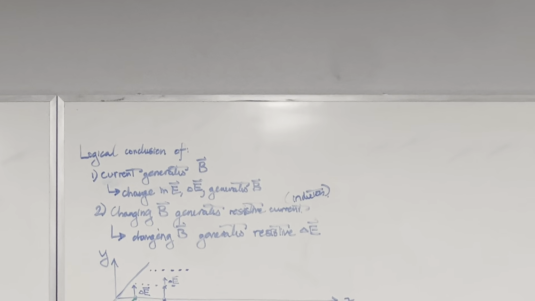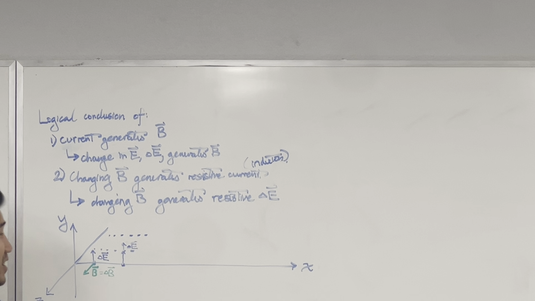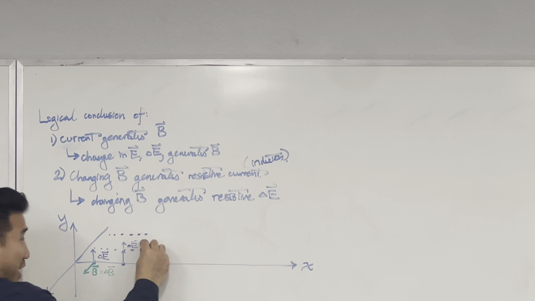But guess what? We now have this change in electric field. What does a change in electric field do? It generates a magnetic field. So this was our original magnetic field B.